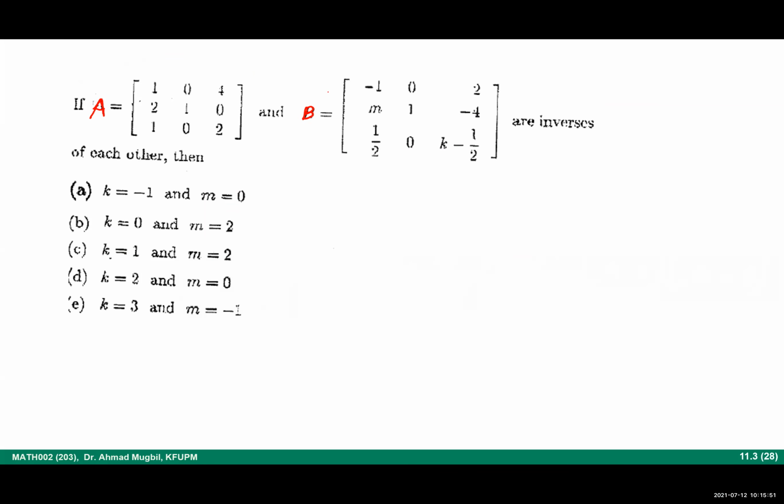And he said that these two matrices are inverses of each other. Then what is M? What is K? We have here M and we have here K. How to solve this question, ya shabab? Please tell me how to solve this.